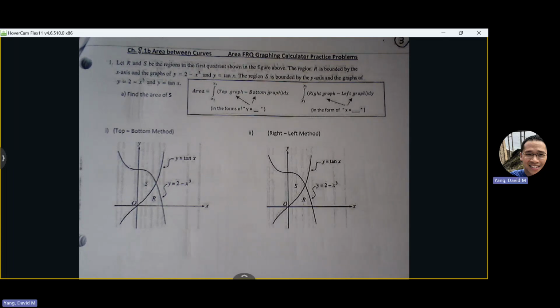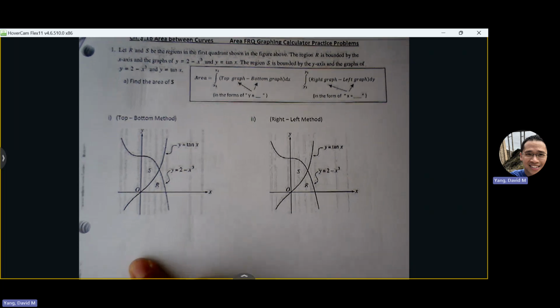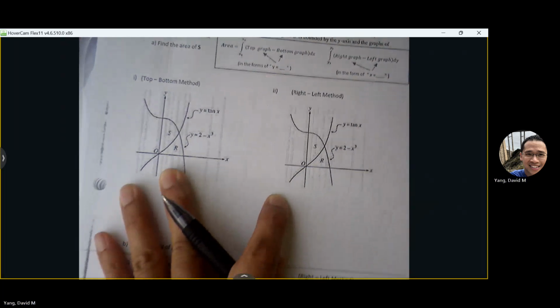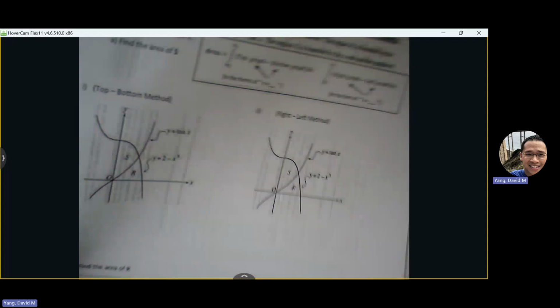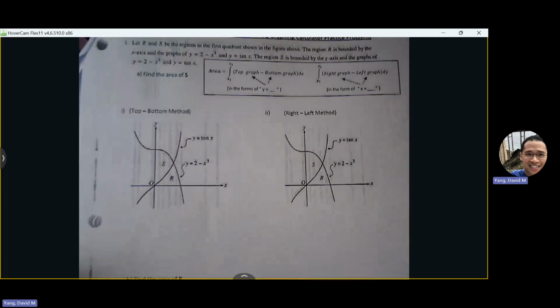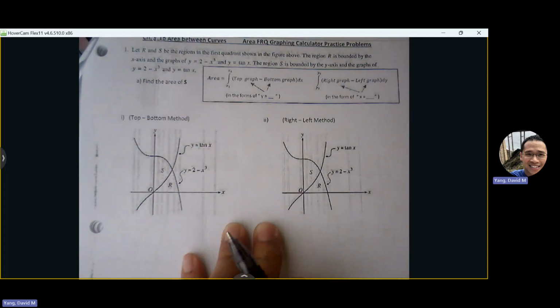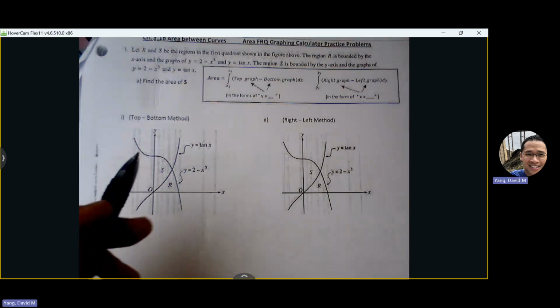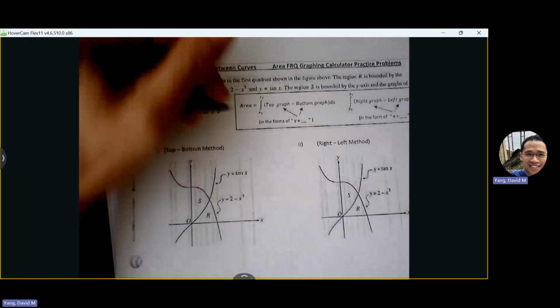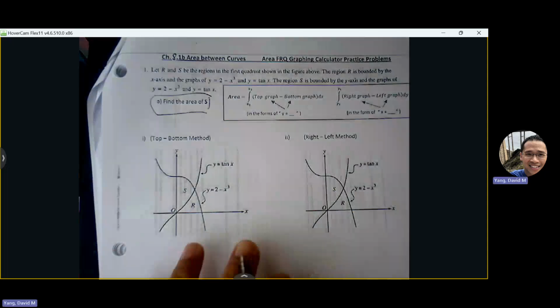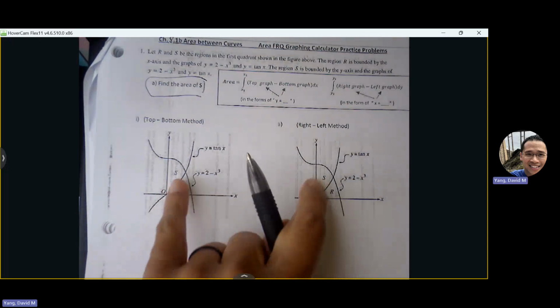So page 3. I just took the same graph and I copied it 4 times. So we're going to focus on region S first, and we're going to find it in different ways.